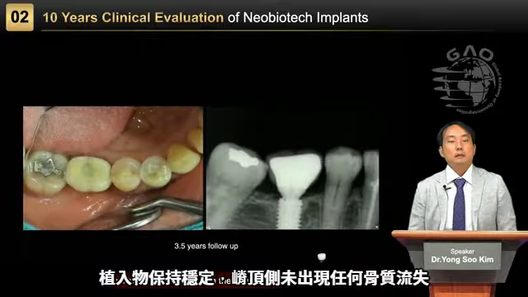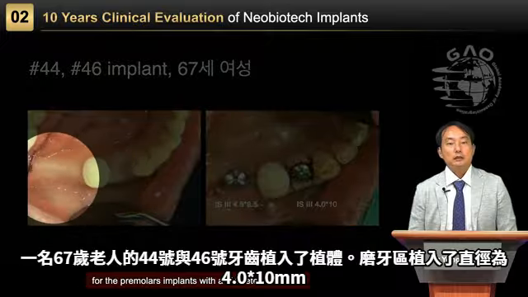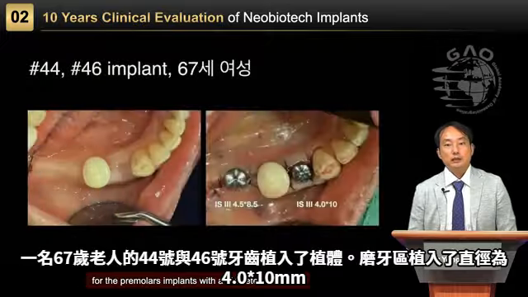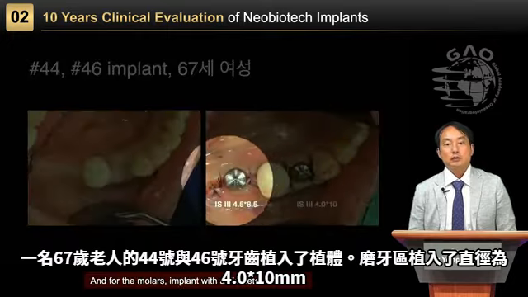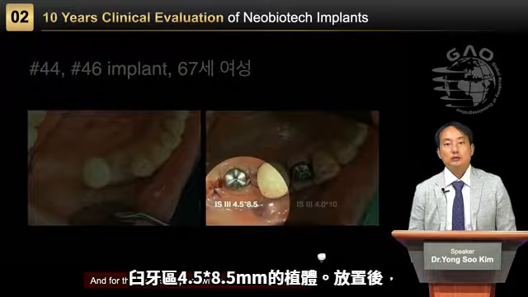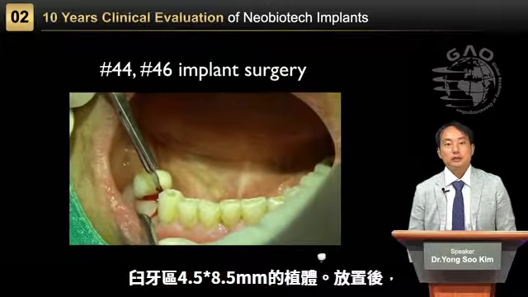A 67-year-old had implants placed at number 44 and number 46. For the premolars, implants with a diameter of 4.0 millimeters and a length of 10 millimeters were placed, and for the molars, implants with a diameter of 4.5 millimeters and a length of 8.5 millimeters were placed.